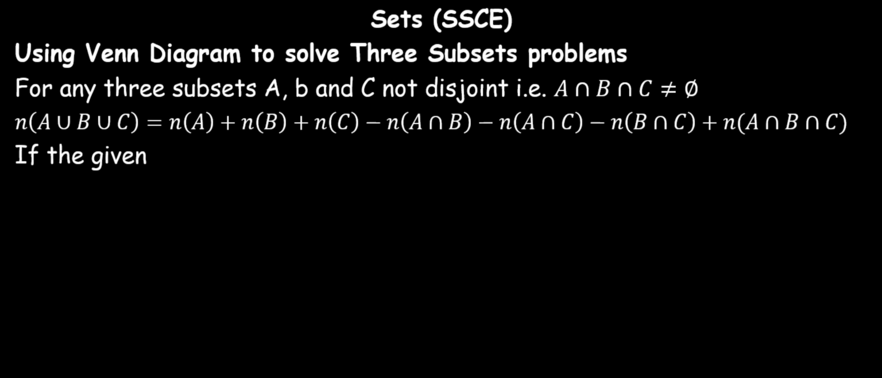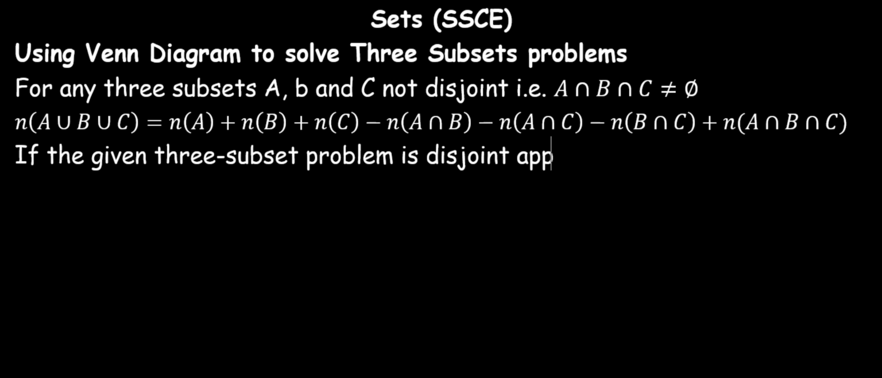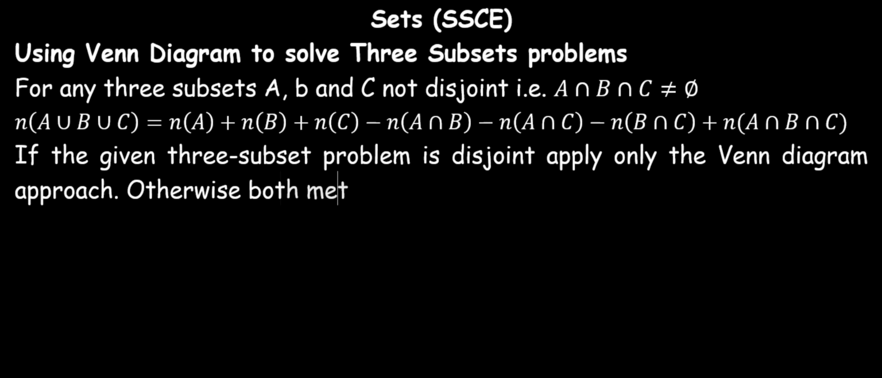If the given three subset problem is disjoint, then we apply only the Venn diagram approach. Otherwise, both methods can be used. That is the Venn diagram approach and the formula method.